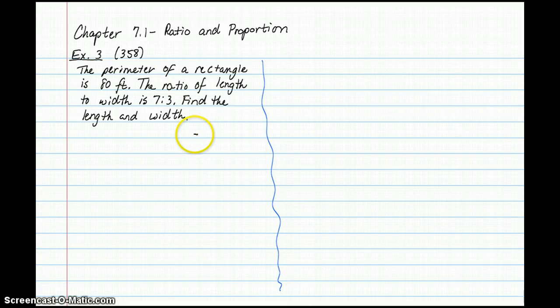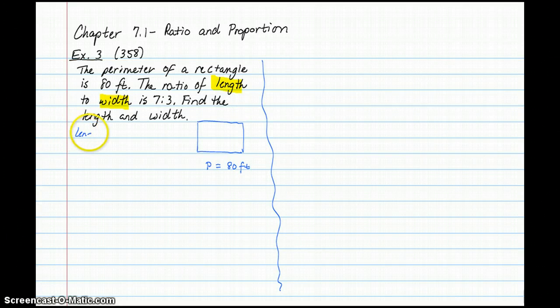Well, the first thing you need to do is get a picture of a rectangle. That makes your life a lot easier. So there's our rectangle. We know that P equals 80 feet. That is perimeter, the distance all the way around the outside edge. We also know that the ratio of length to width. Okay, so length came first, and then width came second. So this is going to be L to W. So we're going to use L for length and W for width.